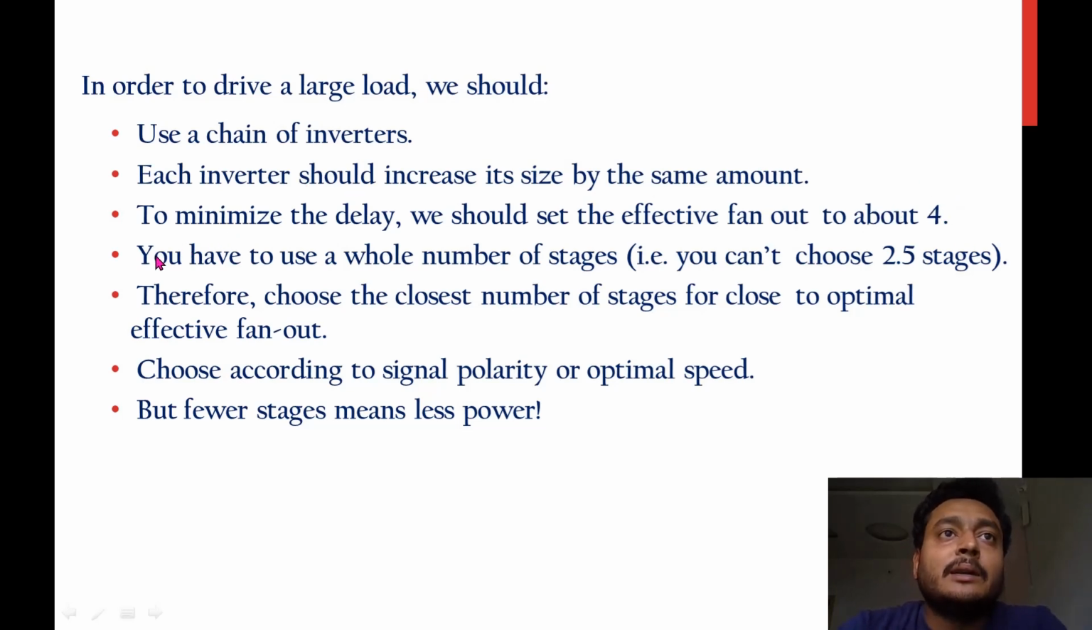Then you have to use a whole number of stages. I told you 2.7, so don't use 2.5 times or something like that. Try to use a whole number of stages. Therefore choose the closest number of stages to the optimal fan out, and choose signal polarity accordingly at minimum speed. And when you have fewer stages, that means less power and less area consumption.